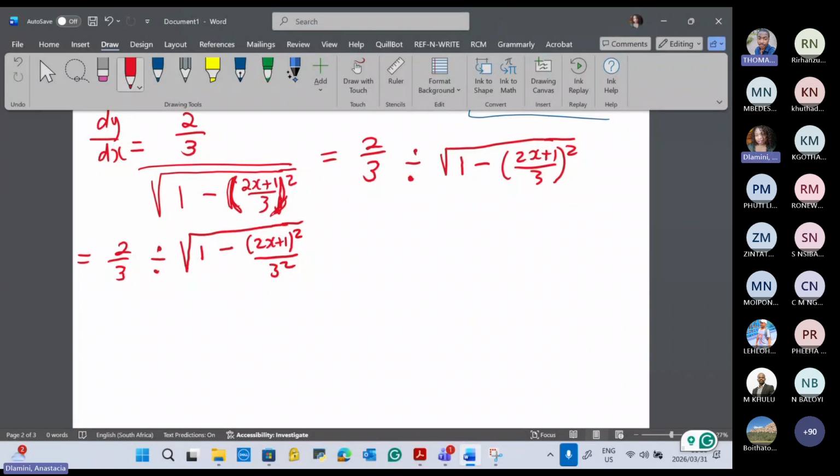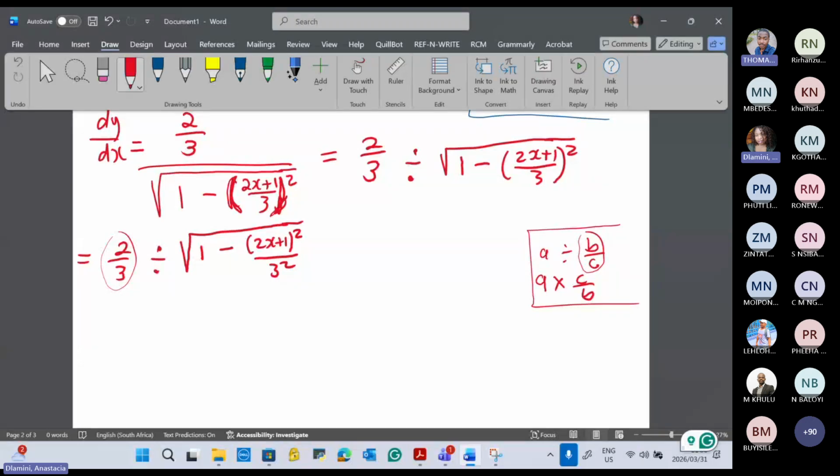You are saying I should change this 2 over 3 to 3 over 2? No, maths doesn't work like that. Math says that if I have A divided by B over C, I only change what is after the sign, and not A. So this will be A times C over B. That's how it will look.